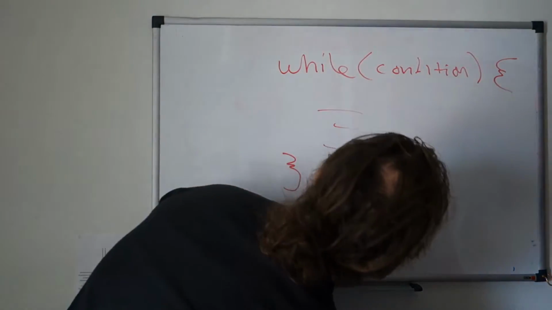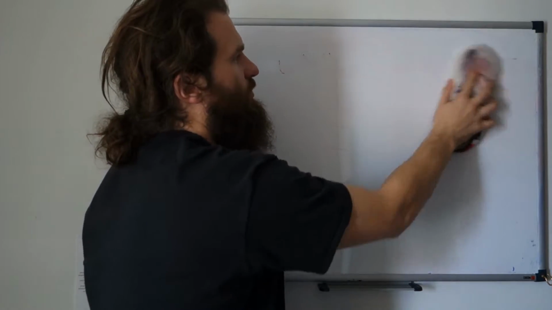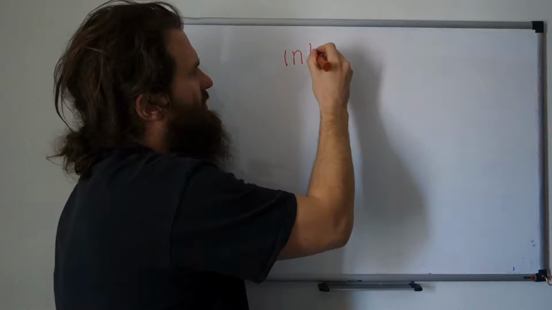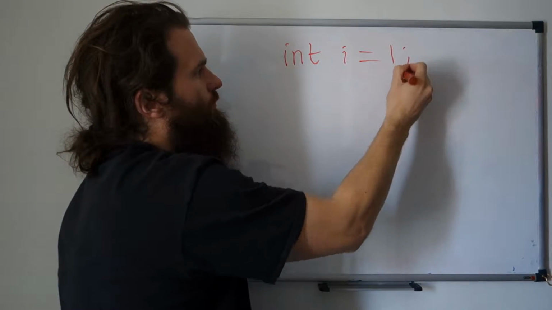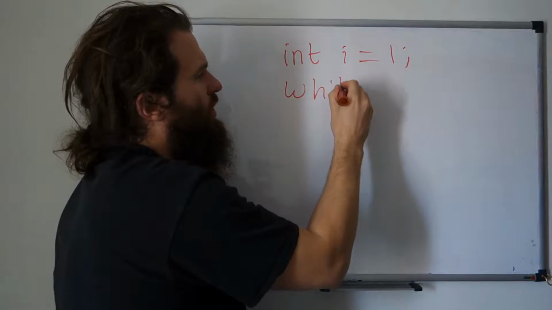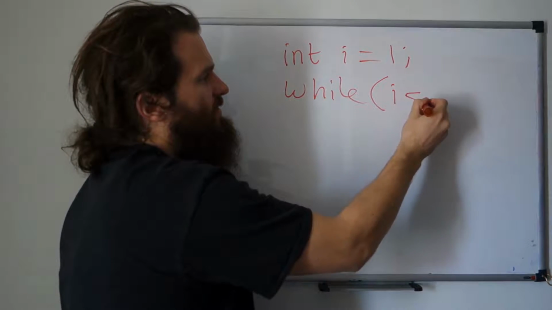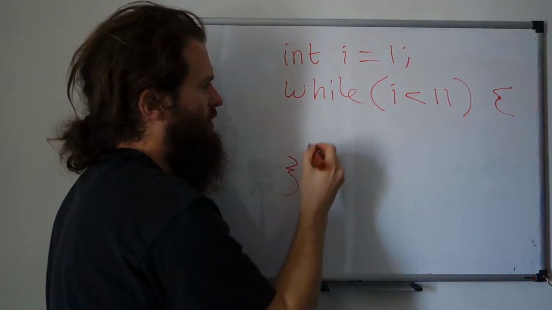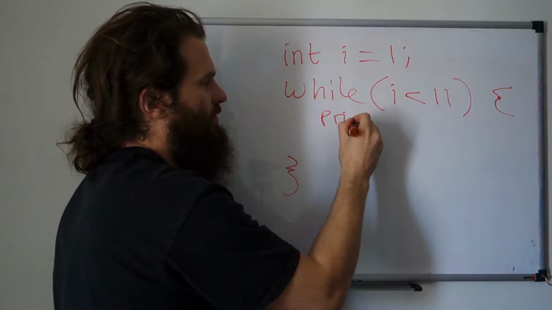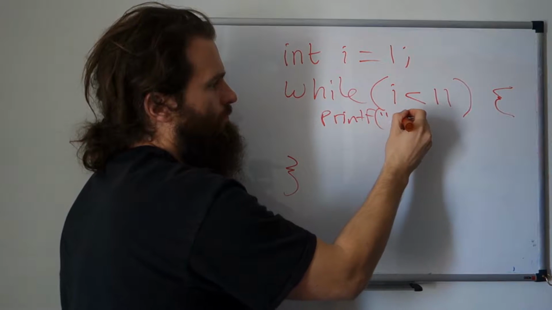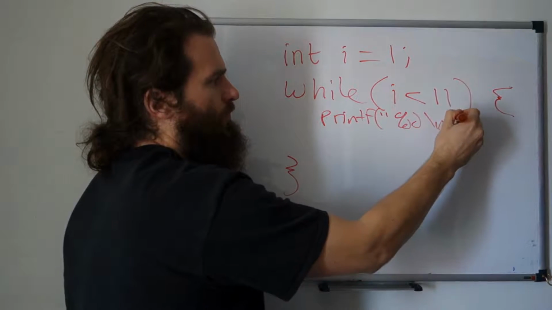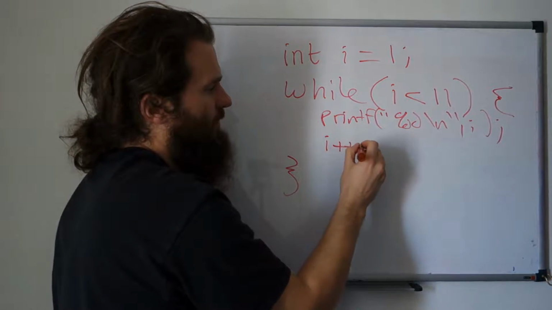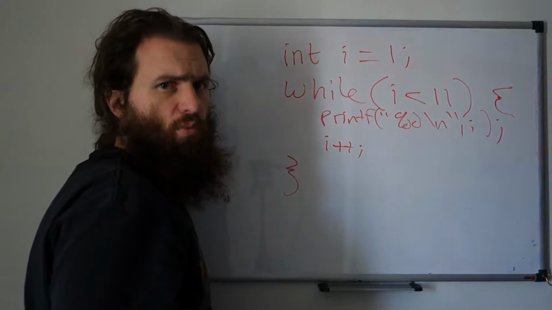So to give an example of how you typically might use this, we use the same example as before. So we could have int I equals 1, and then we could write while I is less than 11, print I out, and then we could do I++ here. And that would be the same as the for loop that we looked at before.